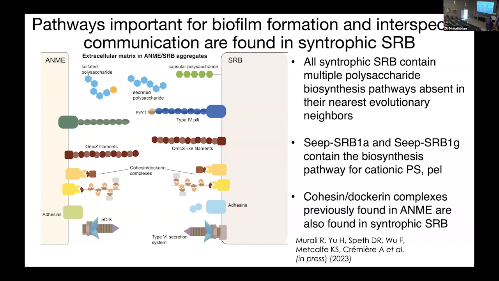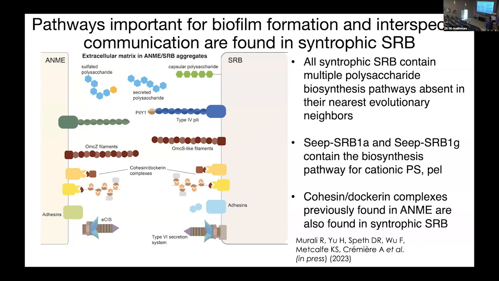So all of these need to be present, and they are present in all four syntrophic SRB, but they're slightly different. So you're able to tell that the CPSRB1A and 1G have different types of components for the polysaccharide biosynthesis pathway. All of these things that we see in genomes are also corroborated by transcriptomic and proteomic data that we have either from our lab or from other labs.